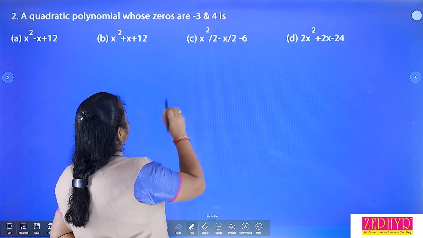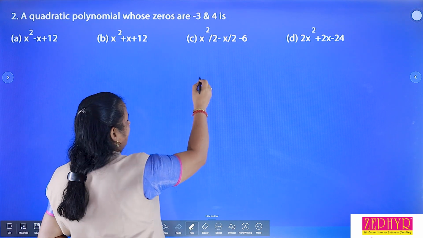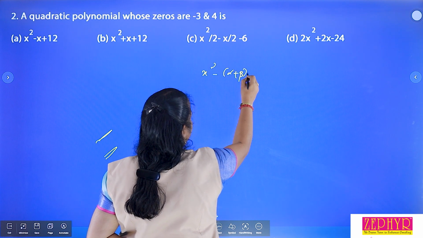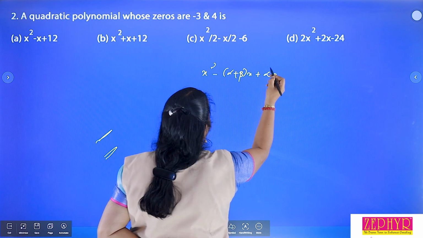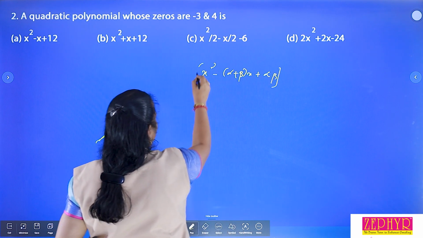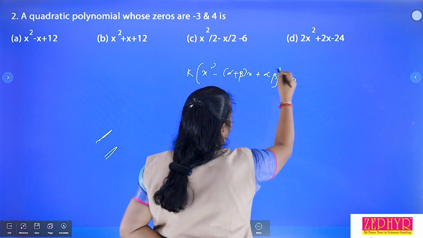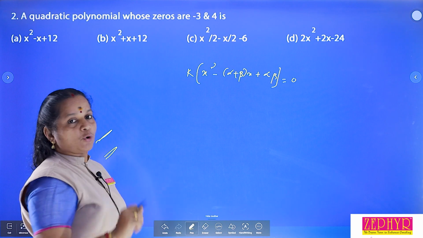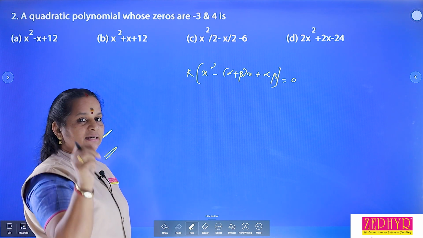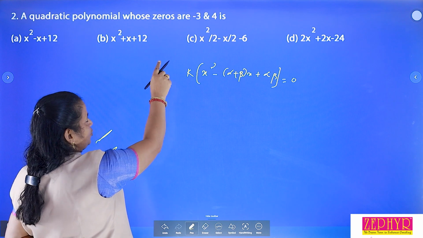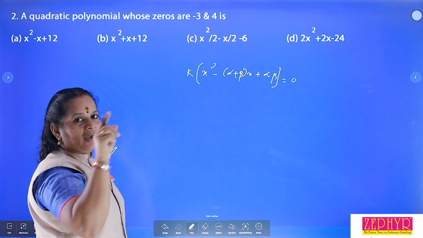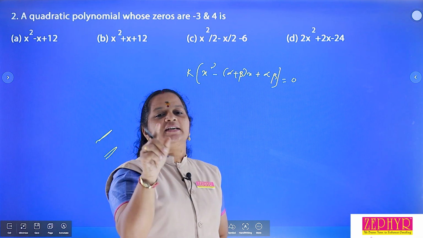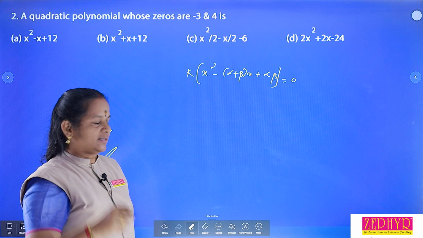Otherwise, if we know the two zeros of a quadratic polynomial, it is x square minus sum of the root into x plus product of the root, this is a quadratic form, into some constant k equal to 0. We take this equation like this. Otherwise, the easiest way is that we substitute the value of x equal to minus 3 and x equal to 4 in the given equation or given options, and we get the right answer. It is so easy to find the answer.